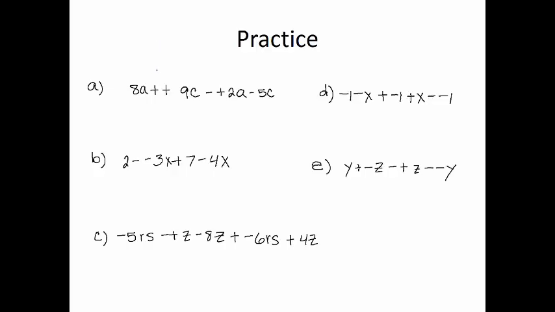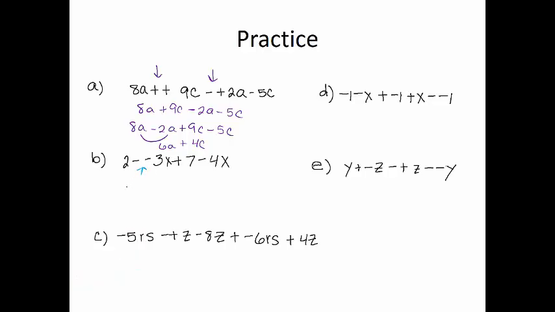Alright, first thing we're going to do here is get rid of the double signs. So we have 8a plus 9c, take away 2a, take away 5c. Now we're going to do our grouping. So let's do like terms together: 8a take away 2a, and then 9c take away 5c. So we have 6 a's, and 9 take away 5 is 4.